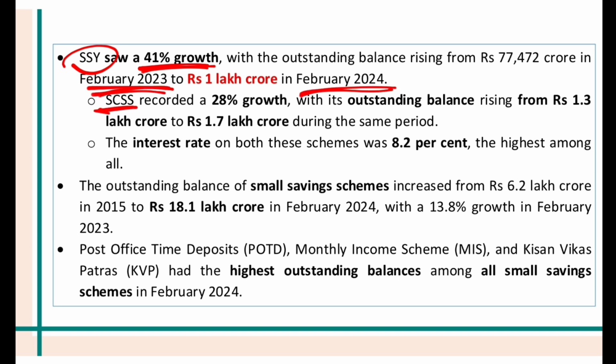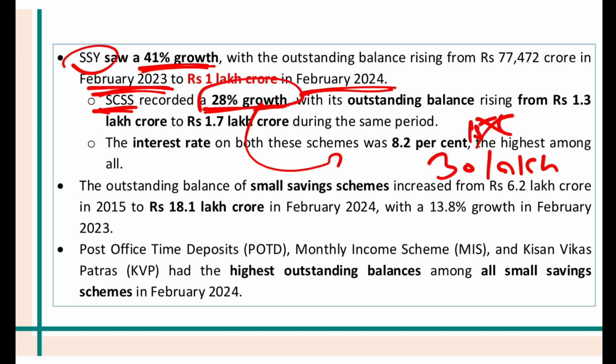Senior Citizen Savings Scheme, look at the growth, 28%. Why? Because in the Senior Citizen Savings Scheme, the amount was doubled last year. You could invest earlier a maximum of 15 lakh rupees, but now you can invest a maximum of 30 lakh rupees. So you can see a growth of 28%. Maximum was in Sukanya Samriddhi, 41% growth. Second maximum was in Senior Citizen Savings Scheme.